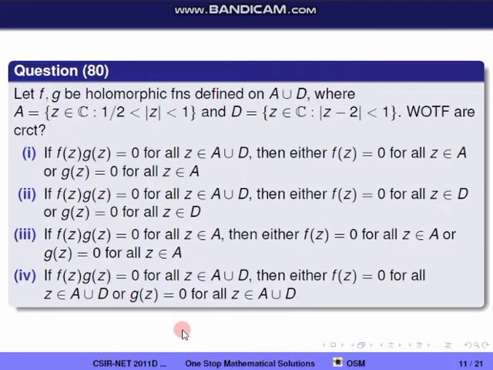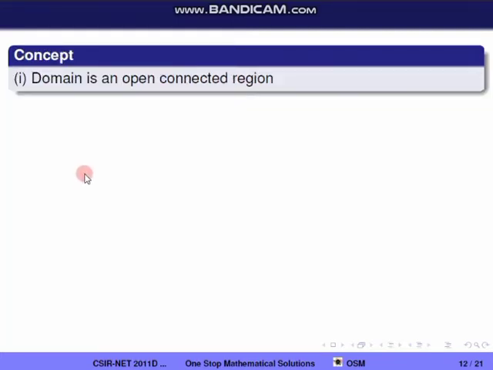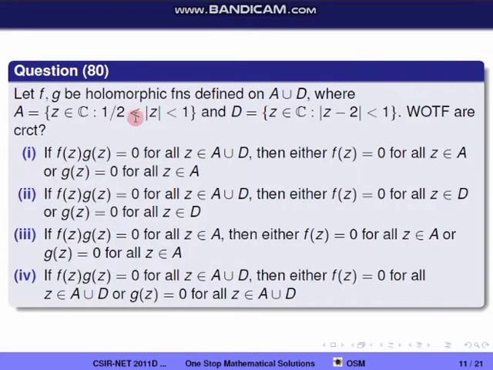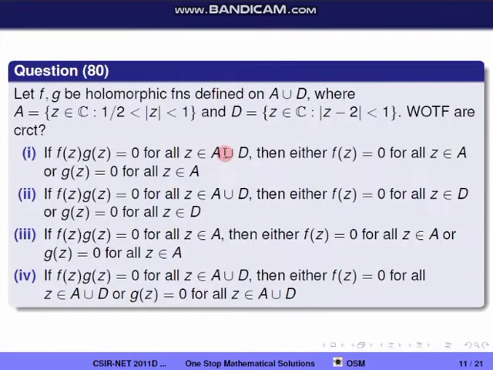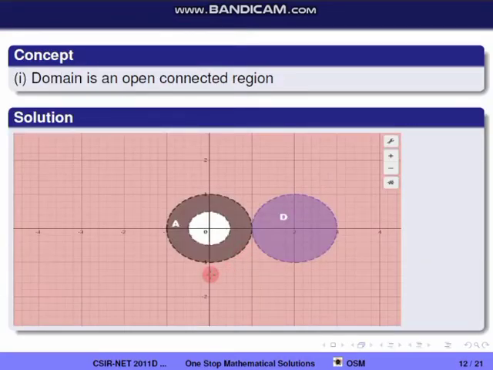So first of all, we'll look into the concepts used. Note that the set of all holomorphic functions on a domain is an integral domain. A domain means nothing but an open connected region. So first of all, I am going to plot A and D on the xy axis. A is 1 by 2 less than mod z less than 1, and D is mod z minus 2 less than 1. So let us plot that. When we plot, we get an annulus region for A, and D is a disc with radius 1 and center at (2, 0).